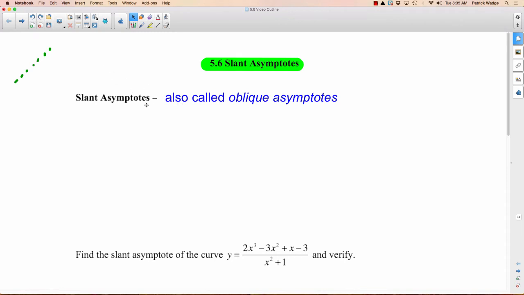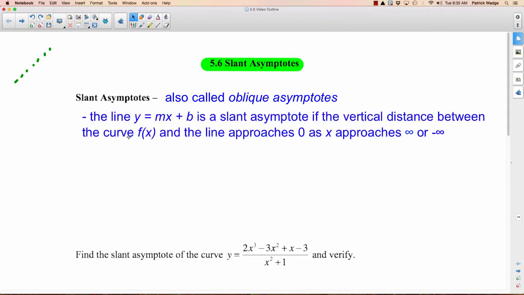And here's the definition of them mathematically. The line y equals mx plus b is a slant asymptote. You can see the slant asymptote is a line, and this is the equation of a line. It's a slant asymptote if the vertical distance between the curve, f of x, and the line approaches 0 as x approaches infinity or negative infinity.